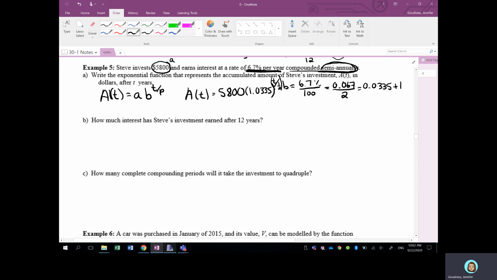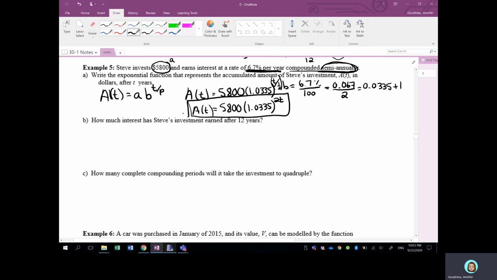Now that looks pretty messy, having the t over 1/2. So instead of dividing by 1/2, we're going to multiply by 2. So 5,800 times 1.0335 to the power of 2t. So we just took that t divided by 1/2. Instead of dividing by 1/2, we multiply by the reciprocal, and that gives us 2t. There is the equation that is going to calculate the accumulated amount of his investment.